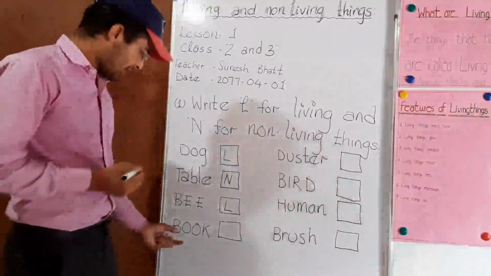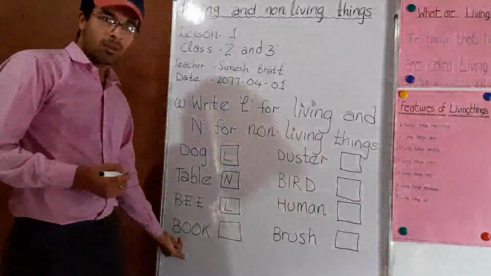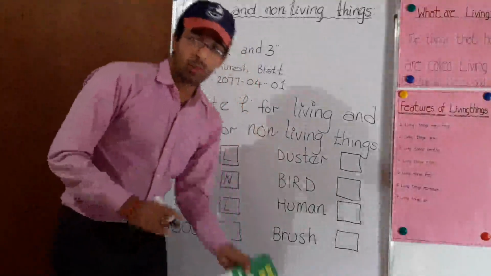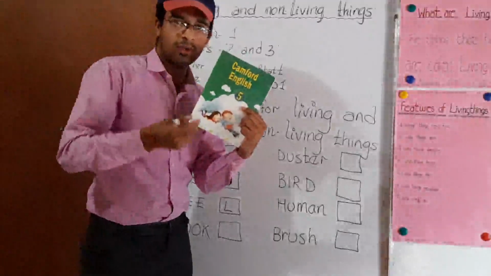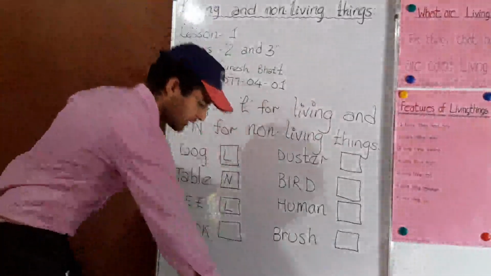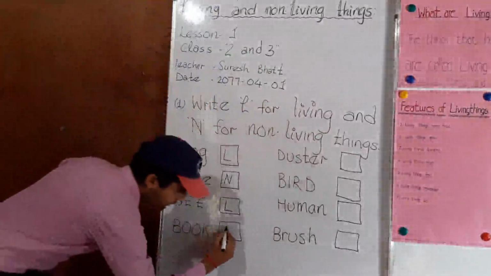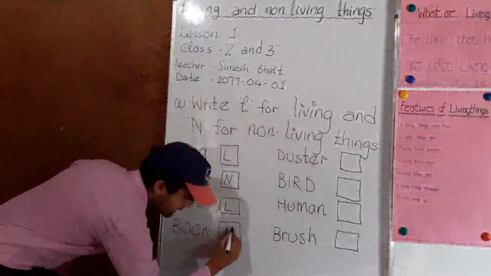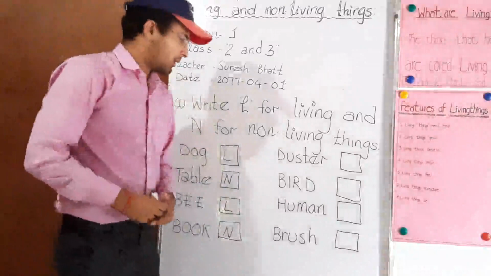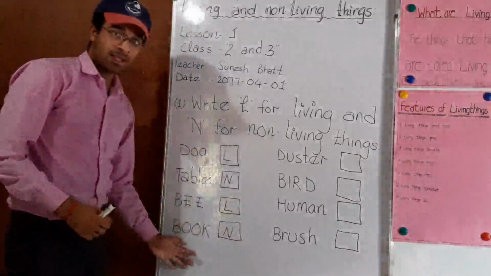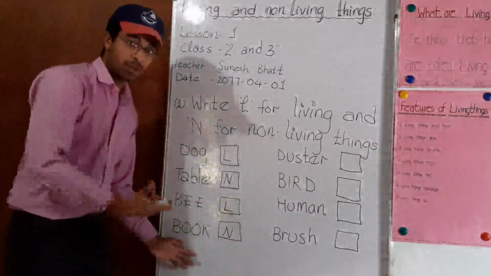In the same way, next, book. Book is like this book. Does this book eat food? No. So we write N. This is a non-living thing, so we write N. Okay. These are some examples. We do these exercises.